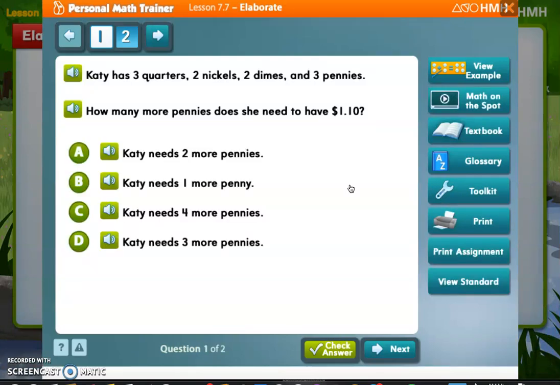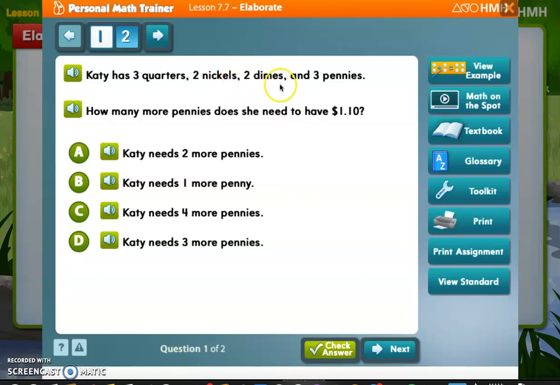So it says Katie has 3 quarters, 2 nickels, 2 dimes, and 3 pennies. How many more pennies does she need to have $1.10? Okay, so first of all, we know that she has 3 quarters, right? Which is going to be 75 cents. She has 2 nickels, which would make 85 cents because 2 nickels is the same as a dime. So 75 plus another 10 is 85 cents.